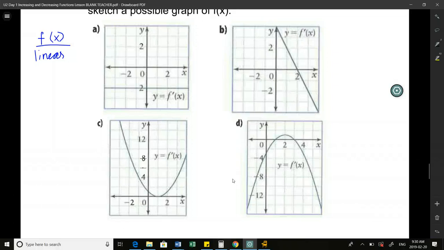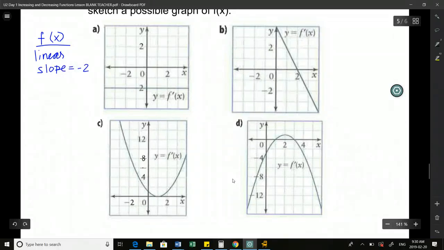How do I know that the slope is -2 everywhere? Mark? Yeah, it's just going straight across at y equals -2. So I must have had -2x in the original function, and then maybe some kind of y-intercept. We don't know, but I do know that the slope of the line is -2.